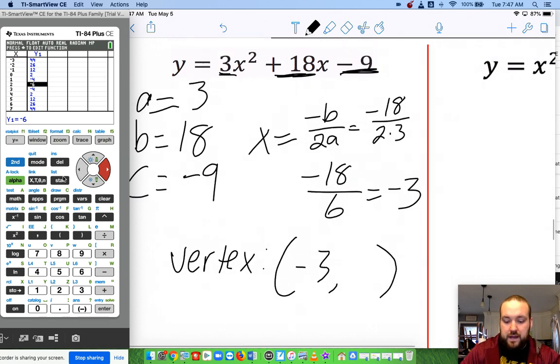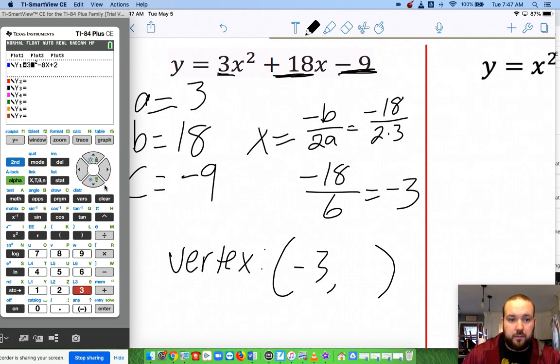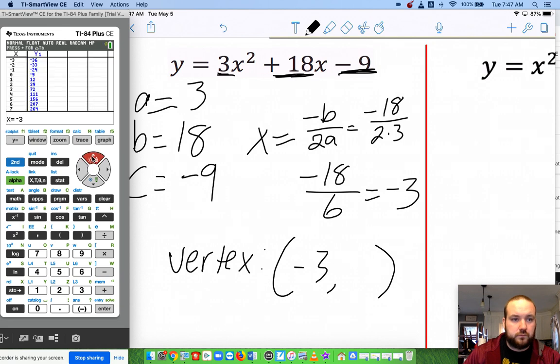And again, my personal preferred method, and I know it's a little bit clunkier, is I'm going to go through and type in the equation I have, and then I'm just going to go to the table and find negative 3. So negative 3 I see up here goes with negative 36.